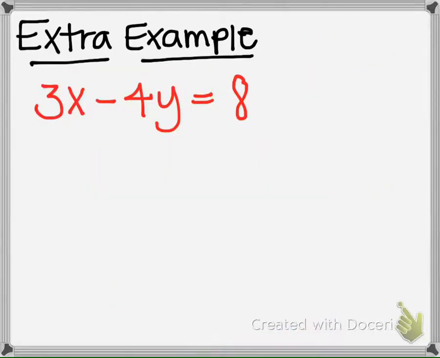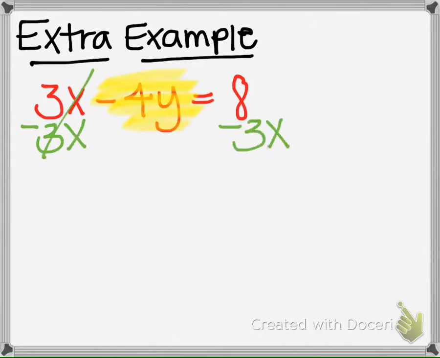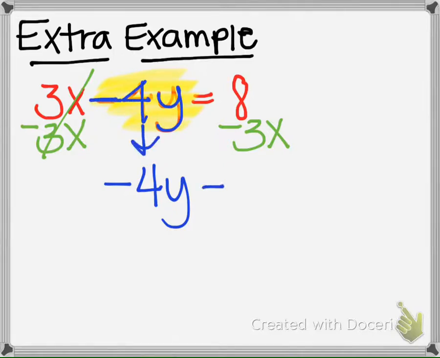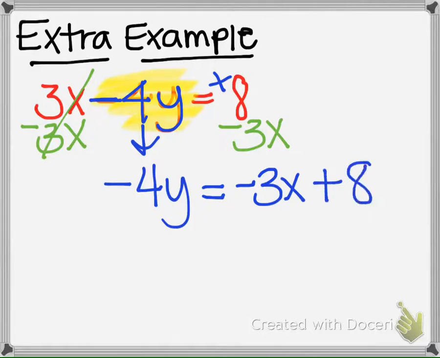Okay, go ahead and pause the video, try this next one on your own, and then once you have it, go ahead and push play and see if you are correct. So we want to get the y by itself, so we're going to take 3x away. Again, notice this is a negative 4y that we need to bring down here. And again, I want to put this first. That's me personally. And this is a positive 8, so I'm going to put plus 8 here.